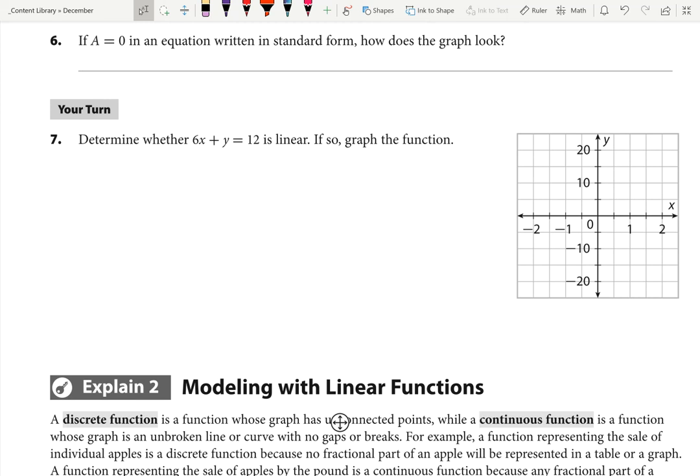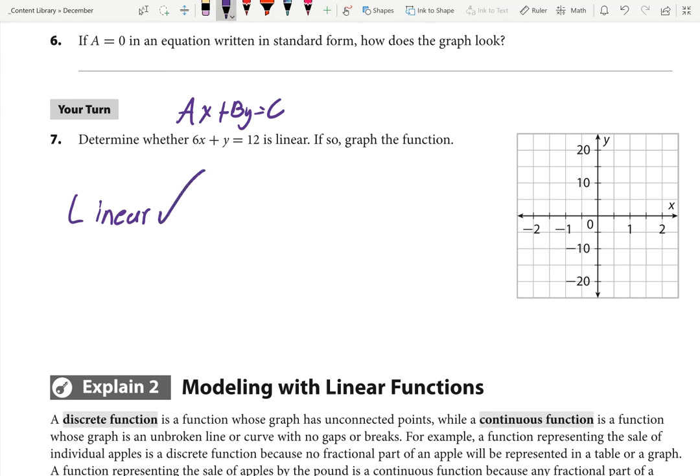All right, so number 7, again, determine whether this is linear. Well, looking at this equation, we can see that it's in standard form again, right? Ax plus By equals C. We can see that the A value here is 6 because we have the 6x. B is equal to 1 because we have just 1y. And then 12 is our C value. So it is in standard form. Recognizing that it's in standard form, it is linear. So we know that that's true.